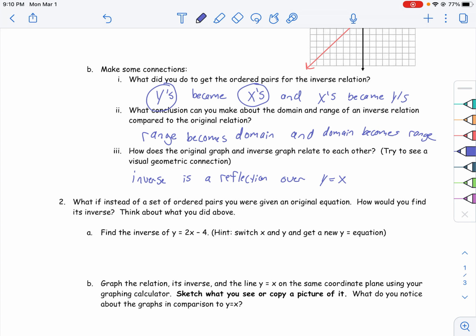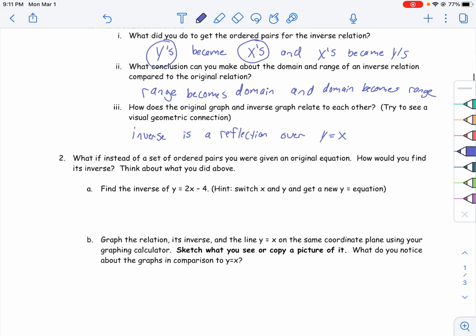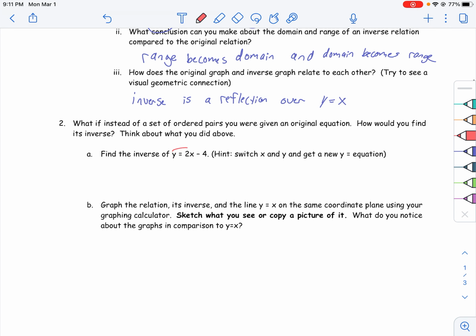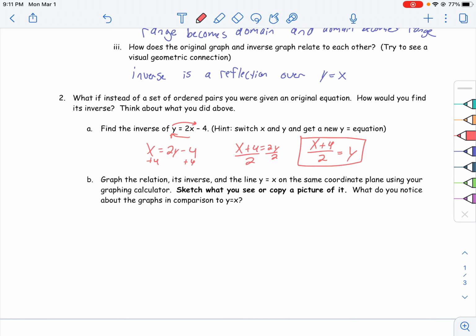So, what if instead of a set of ordered pairs, you were given an original equation? How would you find its inverse? Think about what we just did. Well, yesterday I told you, you're just going to switch x and y and then resolve. So, we say x is equal to 2y minus 4. And then if we want to find this inverse, we add 4 to both sides. That gives us x plus 4 is equal to 2y. And then we just divide everything by 2. So (x plus 4) over 2 is equal to y. And that would be the inverse equation.